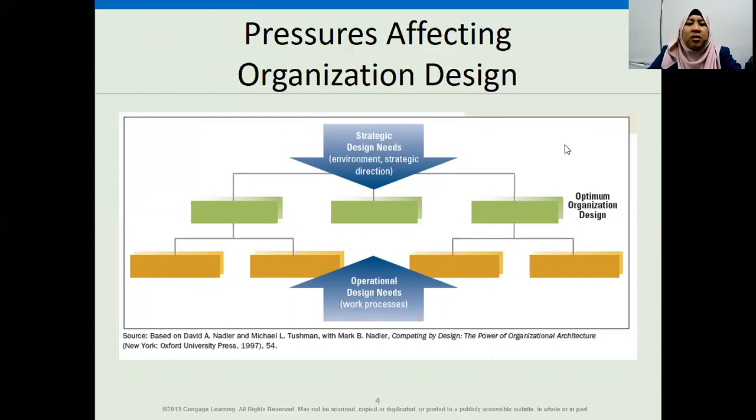And then the strategic direction, we're talking about the company itself. Where is their mission? Where is their vision of the company? And of course, when they have the operation design needs, like the second layer below here, right? They're talking about the work processes, how the process goes from input to output, whereby they have to go with the transformational process itself.